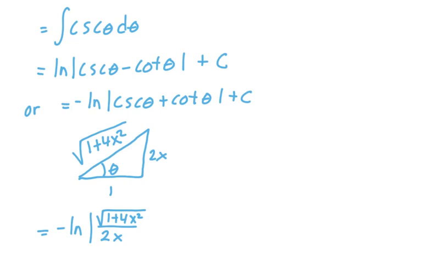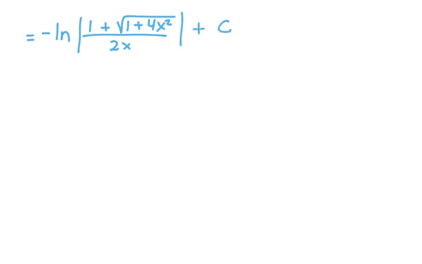And then I'm going to use this equivalence here. Then I'm going to go plus, and then I'm going to get 1 over 2x plus c. And then I would just make it one fraction. So this is negative natural log of 1 plus the square root of 1 plus 4x squared divided by 2x. Remember, that's an absolute value, plus c. And that's how we do example 4.